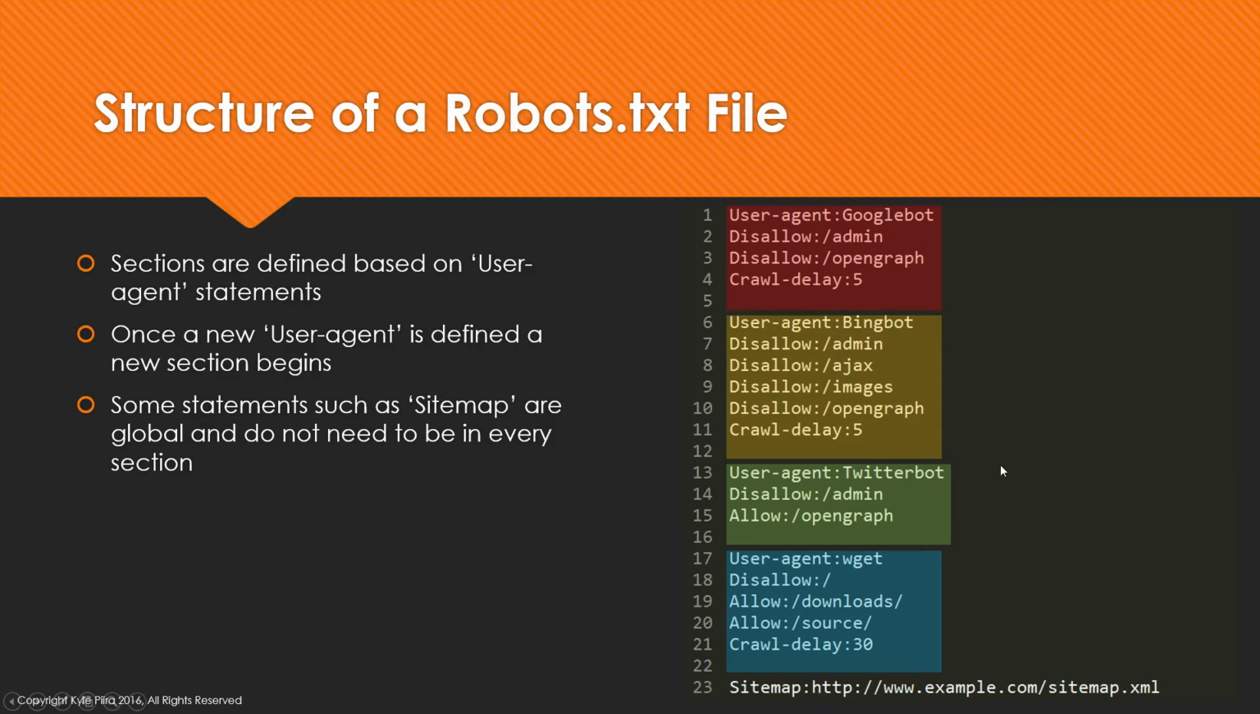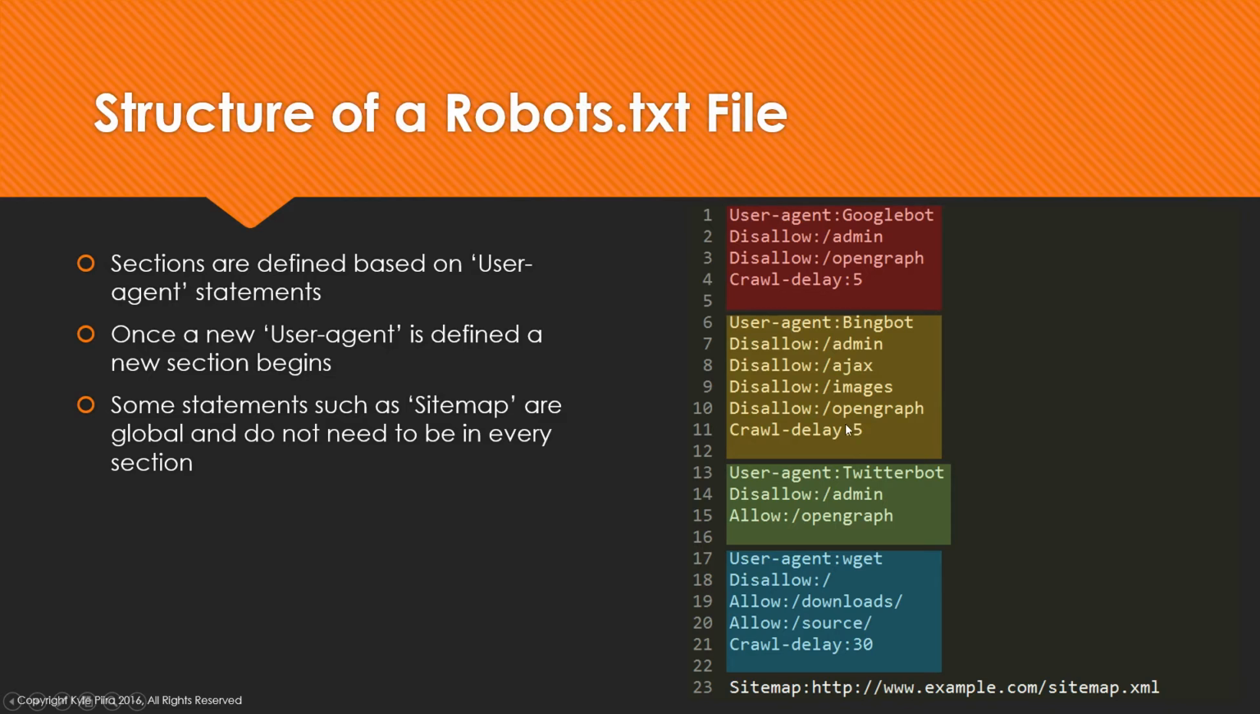So in this example, if we just go through here, what we're saying is Googlebot, you can crawl our site, but you can't go into the admin directory, and you can't go into the open graph directory, and you can only have one request every 5 seconds. And then down here we're saying to BingBot, okay, you can crawl our site as well, but you can't crawl the admin directory, you can't crawl the Ajax directory, you can't crawl the images directory, and we also don't want you digging around in the open graph directory, and you also need to wait 5 seconds.